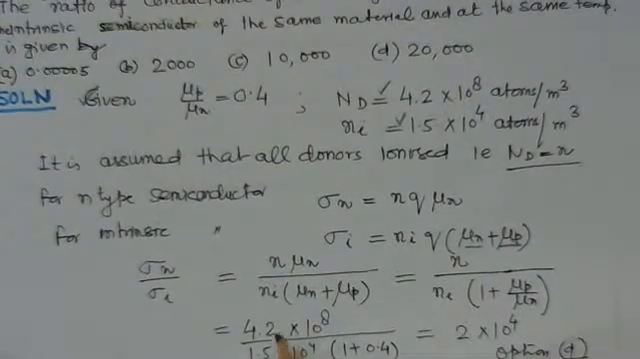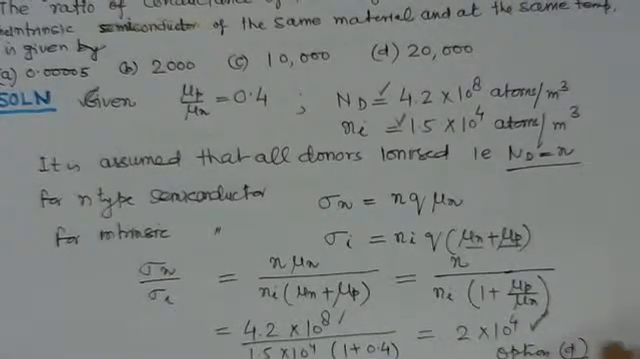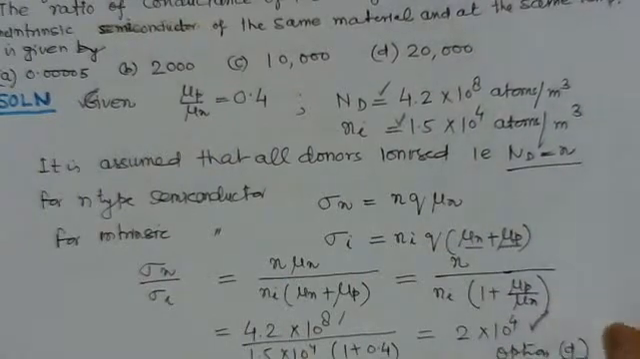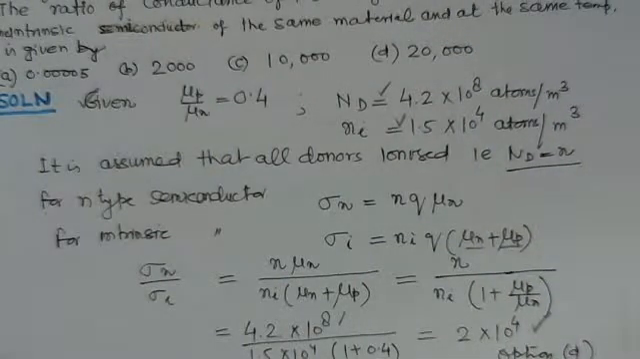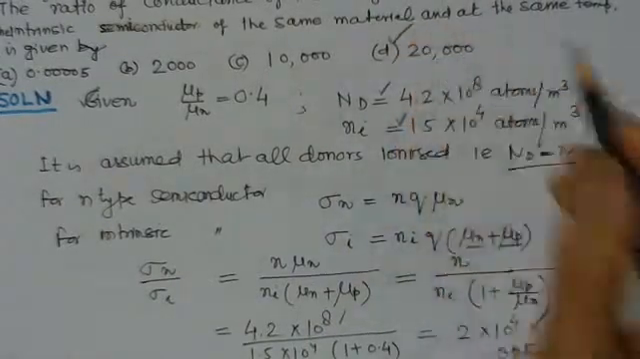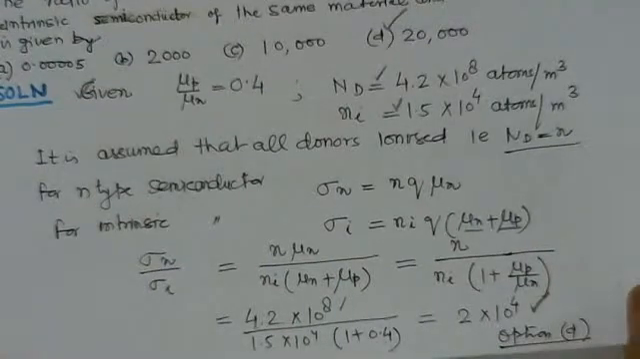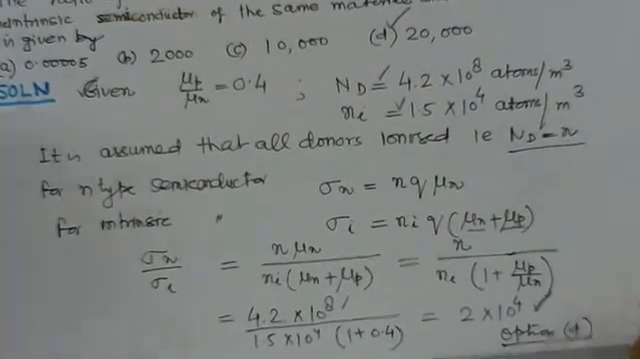The value of N is known to us, Ni is also known to us, and 1 plus mu p over mu n is 0.4. So this gives me the value of 2 into 10 power 4. And which option is this? This is option D. This is 2 into 10 power 4, that is 20,000, which is option D. This is the correct option for this problem.